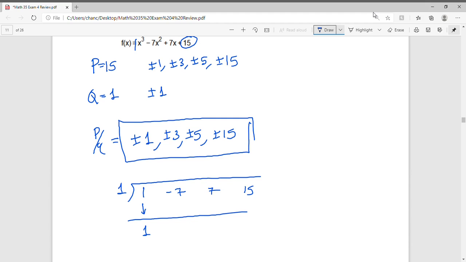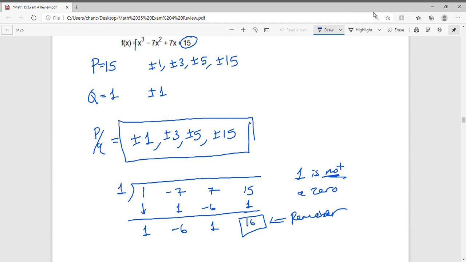We'll bring down the 1. 1 times 1 is 1. Negative 7 plus 1 is negative 6. 1 times negative 6 is negative 6. This is a positive 1. 1 times 1 is 1. And I get a remainder of 16. The remainder is 16, which means 1 is not a 0, so we have to continue on.